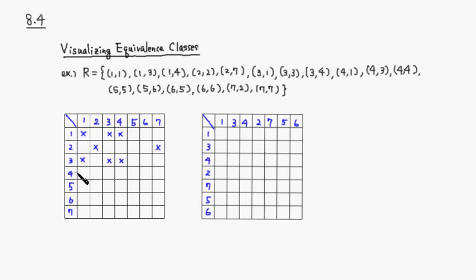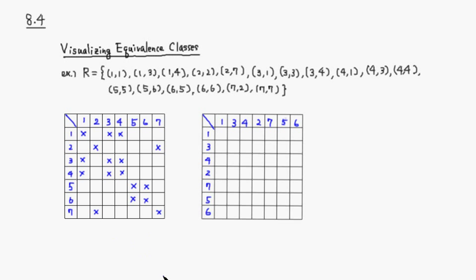And 4 is related to 1, so you have x here. 4 is related to 3, x here. And 4 is related to 4, x here. 5 is related to 5, so x here. And 5 is related to 6, x here. 6 is related to 5, x here. And 6 is related to 6, x here. And 7 is related to 2, so x here. 7 is related to 7.